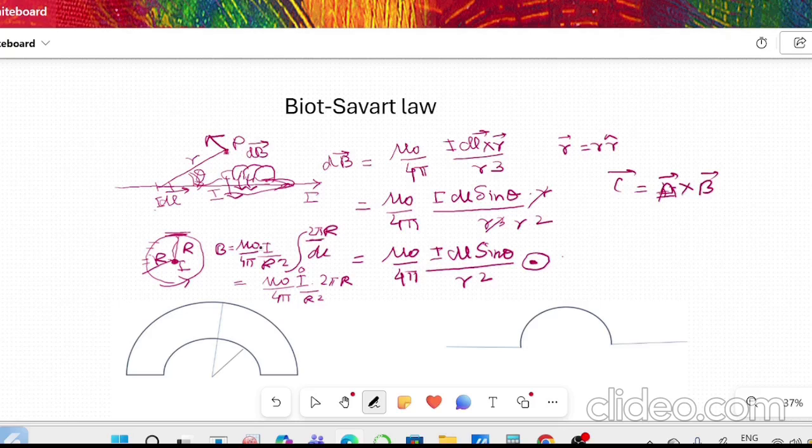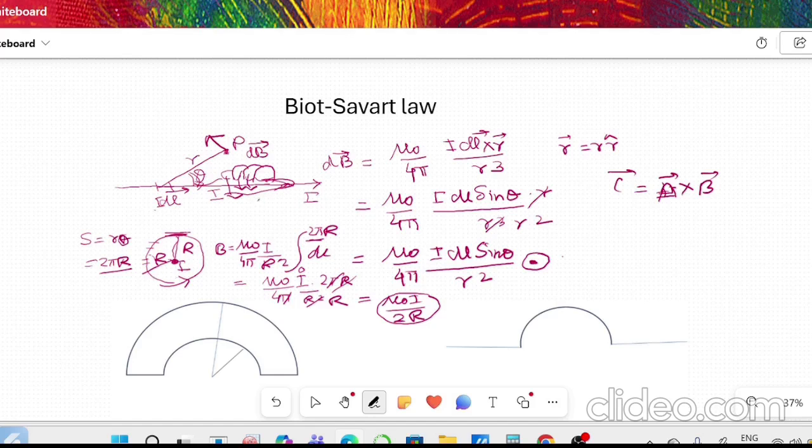Okay. 2 pi is the angle at the center, and R is the radius. So here I am using A is equal to R theta. So theta is 2 pi and R is capital R. So total current length, element length is 2 pi R. So just cancel it out. So it will become mu 0 I by 2R. Okay. This is the important result here.